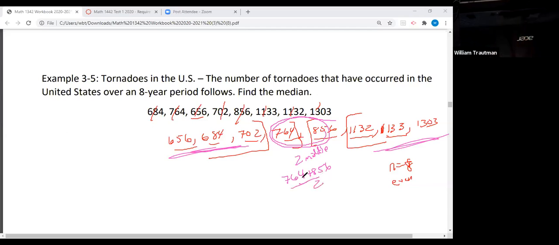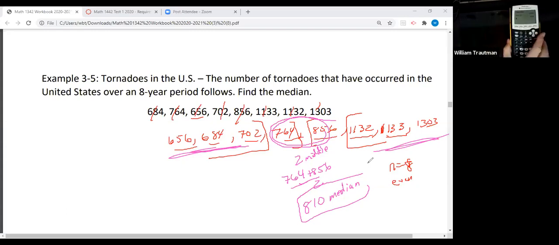On my calculator, 764 plus 856. Hit enter and then divide it by 2. And 810 should be my median. My median is an average of the 2 middle numbers. If you have an even number of data points, then your data doesn't have a middle number, so you take the average of the 2.